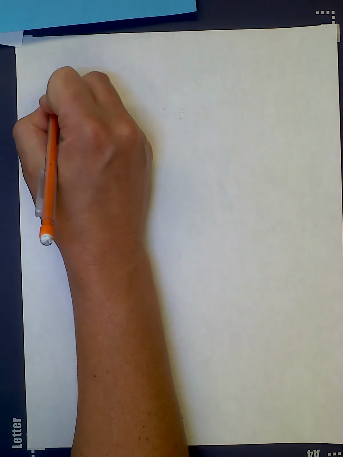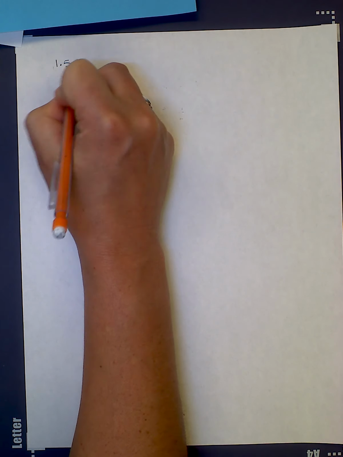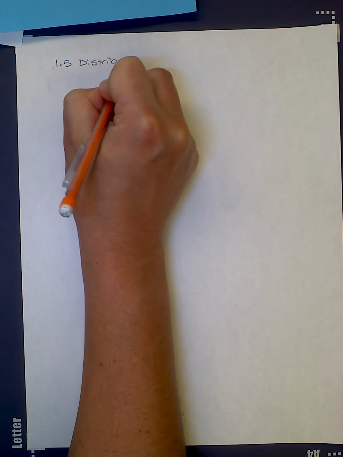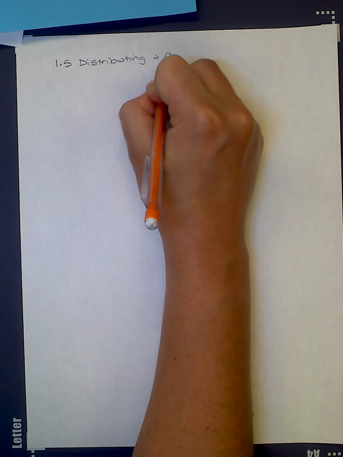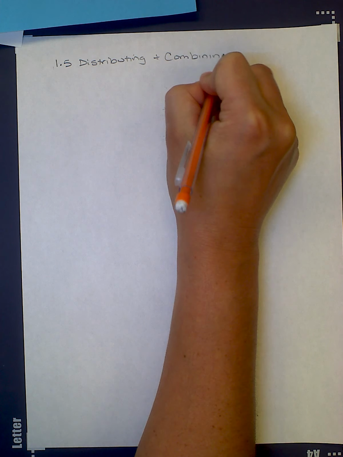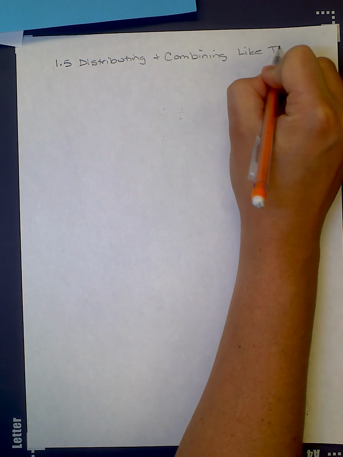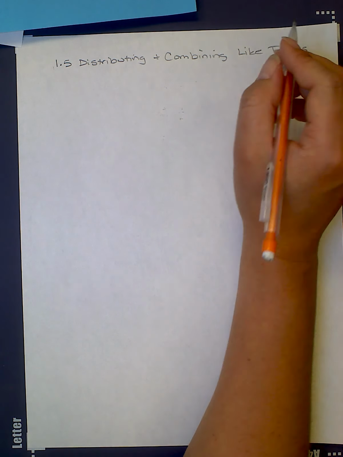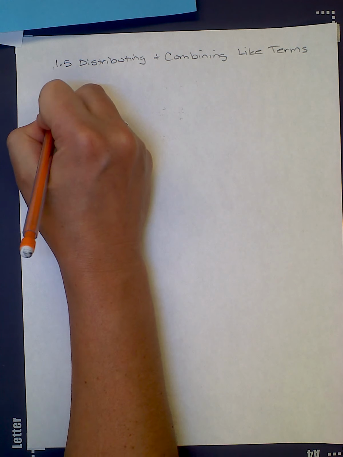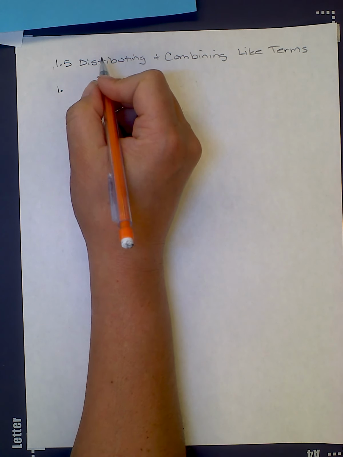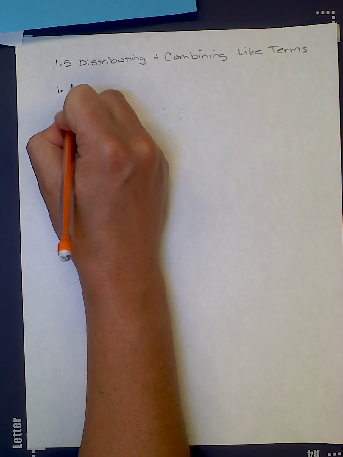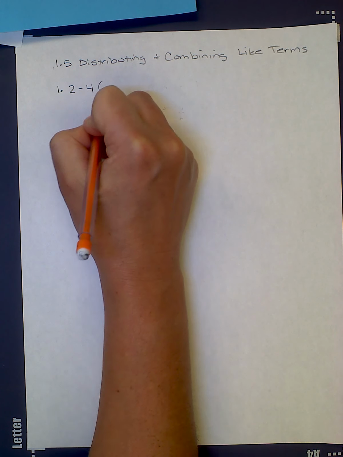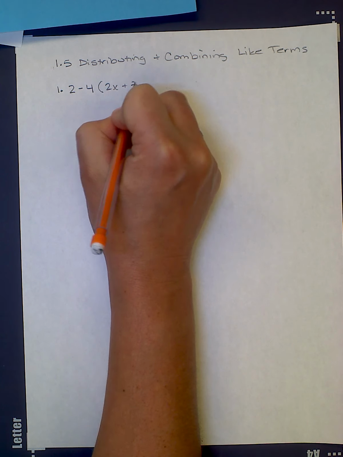We're also going to begin with our, so you can write 1.5, distributing and combining like terms. Okay. We will go straight into the problems. I'll do one without variables, and then we'll get into, one without fractions, then we'll get into ones with fractions. So let's start with 2 minus 4 times the quantity 2x plus 3.